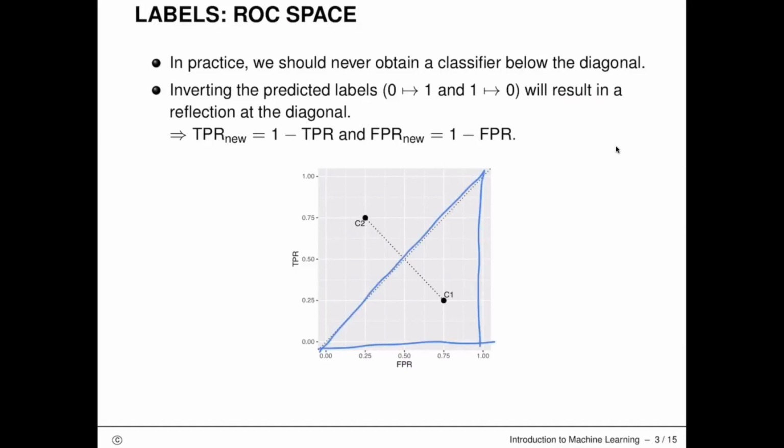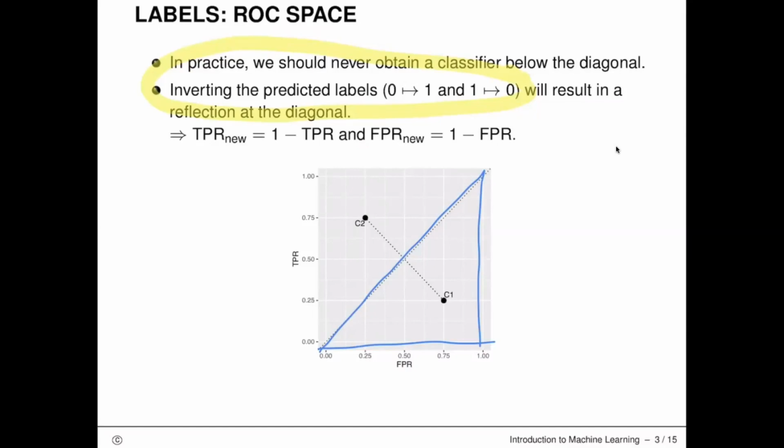And the point is, in practice, we should never obtain a classifier below the diagonal, because when we just invert the predicted labels, so we make ones out of zeros and zeros out of ones, then this will just result in a reflection at the diagonal.